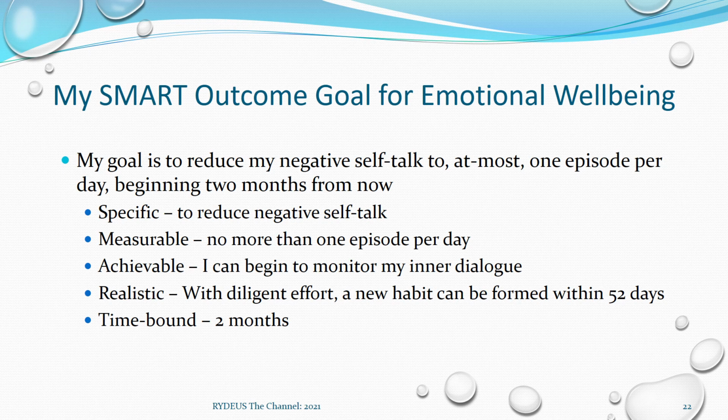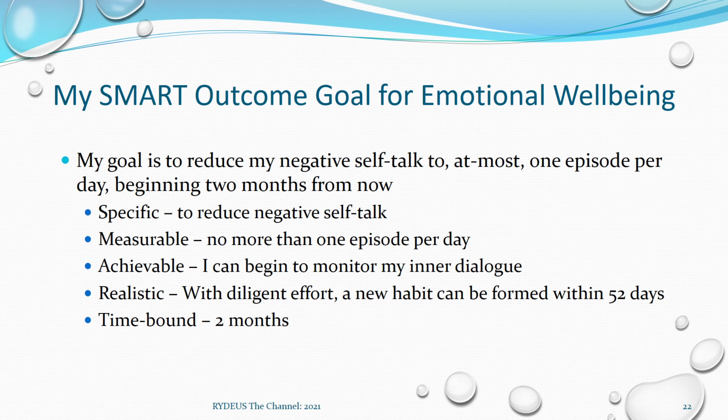So I'm working with either 0 or 1. It's measurable. If I cross 1, I know that I'm not on target as I need to be. Is it achievable? Yes, I can begin to monitor my inner dialogue. Those things that I'm saying to myself, I can begin to monitor that behavior that I'm having. So it's achievable. Is it realistic? Now, research shows that with diligent effort, a new habit can be formed within 52 days. So I've given myself 2 months, which is 60 days. So if I'm diligent and I'm actually paying attention, I could begin to form that new habit or to crystallize that new habit within about 2 months or so.